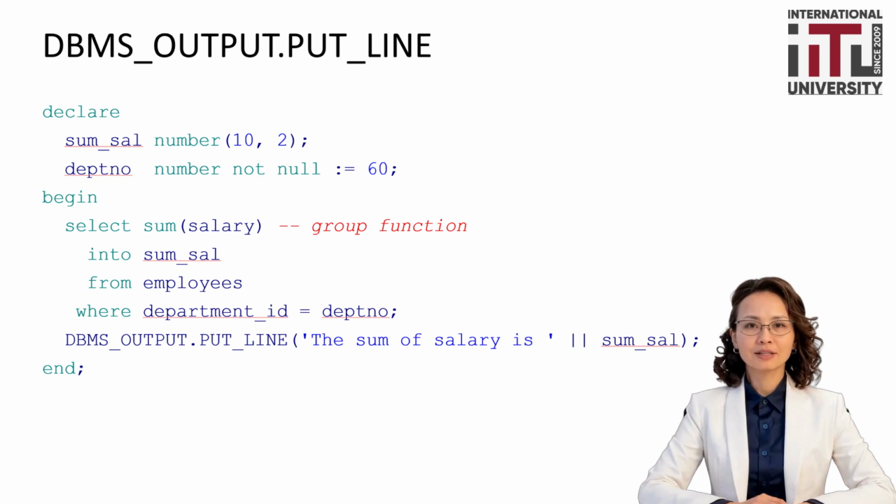We declare a variable sumsal to store the total salary. The department number is set to a specific value. Using a SQL query, we calculate the sum of salaries for employees in this department and output the result using DBMS_OUTPUT.PUT_LINE.